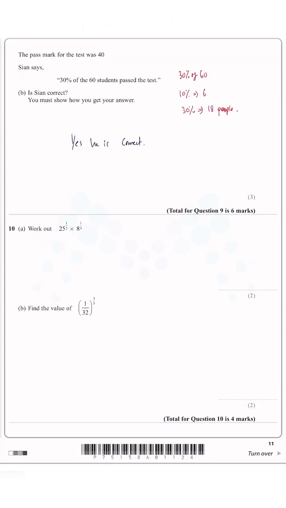Question number 10. Work out 25 to the power half times by 8 to the power 1/3. Now, 25 to the power half is the same as square root because the power half is the square root. And I'm going to times that by 8 to the power 1/3, which is a cube root. So after square root 25, which is 5, cube root 8, which is 2, multiply them together, and you get an answer of 10.